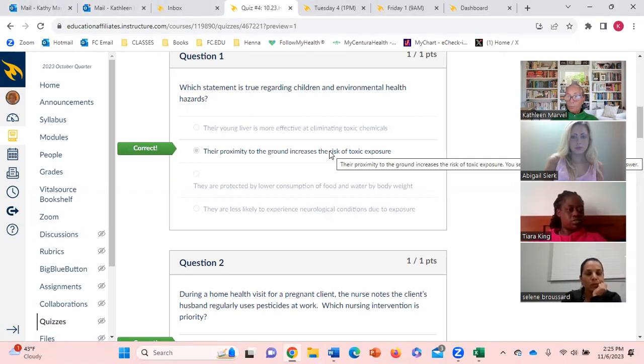Because the closer they are to the ground, the higher the risk for health hazards: toxic things, animals, many hazards. Yep. Excellent, Celine. Excellent.